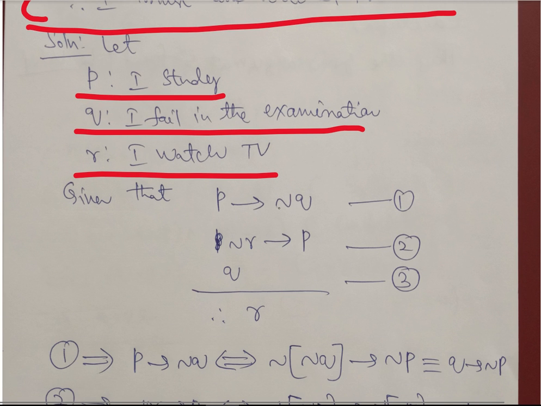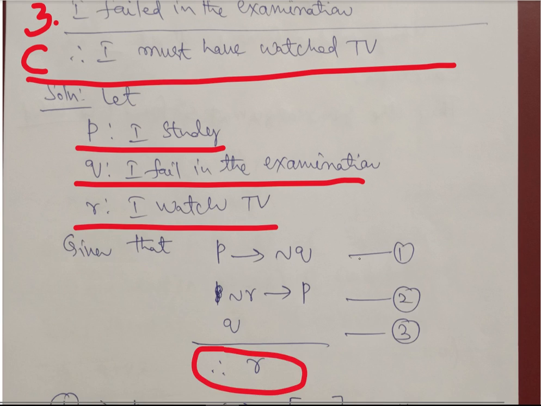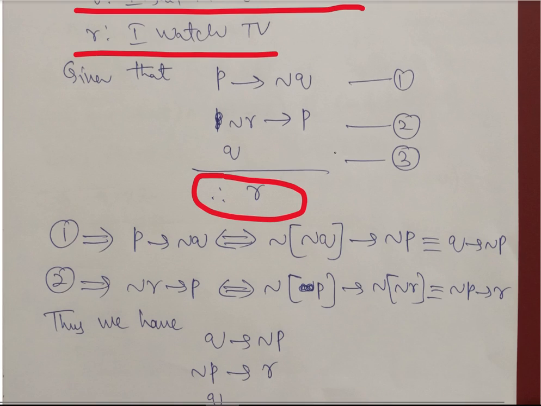And what is the conclusion? The conclusion is, therefore, R. So by using these 1, 2, 3 statements or arguments, we should be able to prove whether this is going to conclude R. What is R? I watch TV. Okay. Now, since we have got the representation in logical form, I will use them.